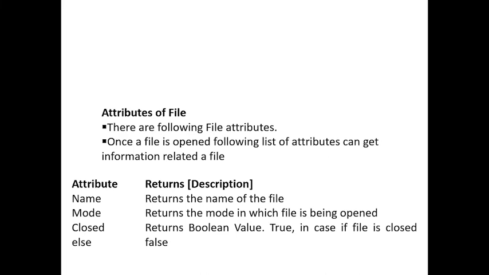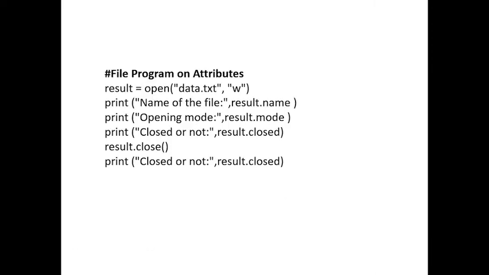Next, attributes. The attributes here are name, mode, and closed. The name attribute returns the name of the file, and mode tells whether it is read mode, write mode or append mode. Then closed returns a true boolean value, 0 or 1, if the file is closed. So this is an example which we have given for the open and closed program. You can check this particular program in the lab exercise.